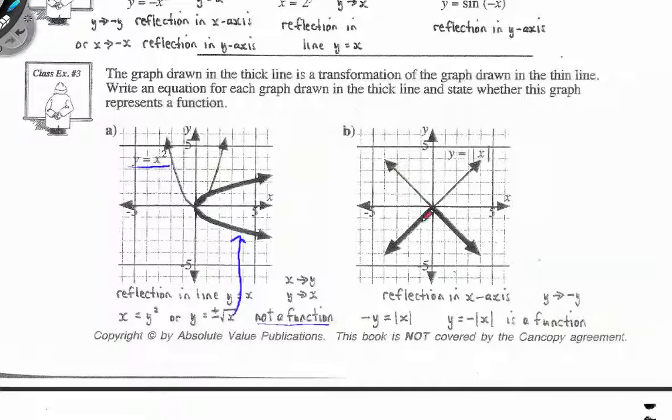Here the thin line's gone to the thick line. It looks like a reflection in the x-axis, so to do that all the y's must change to negatives. So y has become negative y. In this case the original function was y equals modulus of x. So negative y equals modulus of x, or can be written with the negative on the other side. This is a function, you can see a vertical line only passes through it once. So we can use function notation. We can say that f negative 1 of x equals negative the absolute value of x.